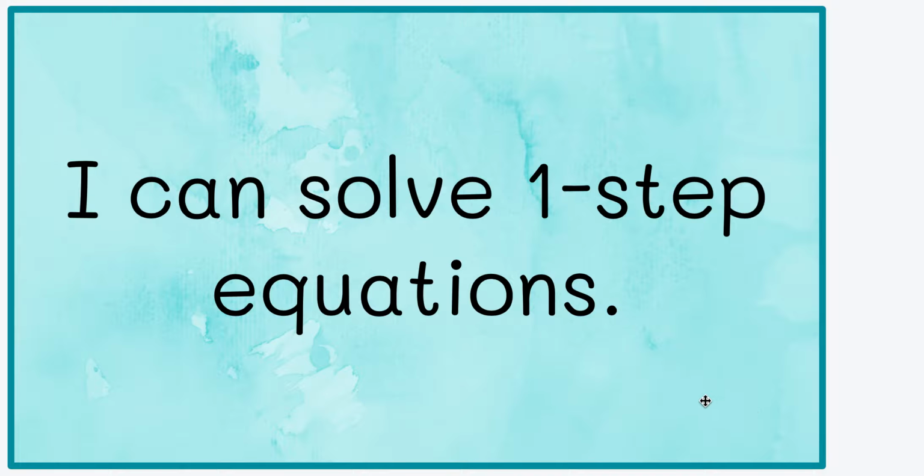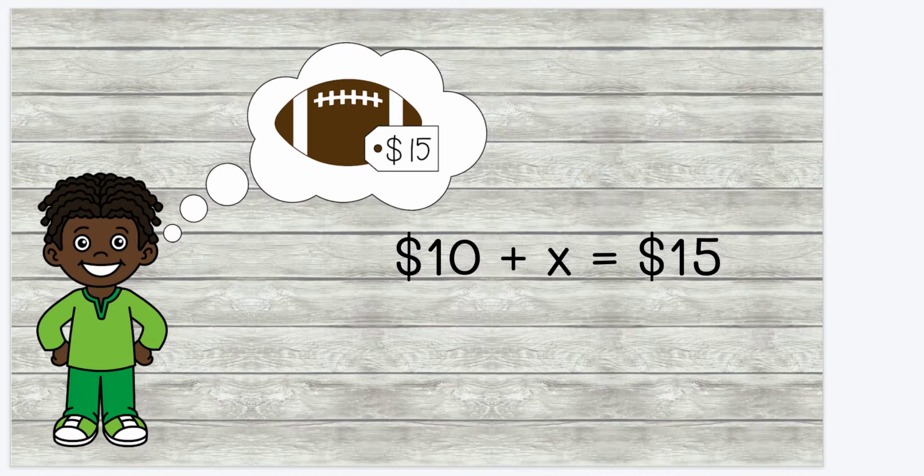I can solve one-step equations. So in the last video, we had talked about these few examples. So if this person wants to buy this football, they would need an extra $5.